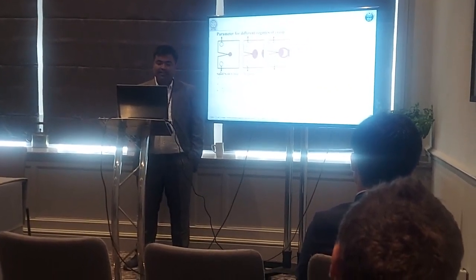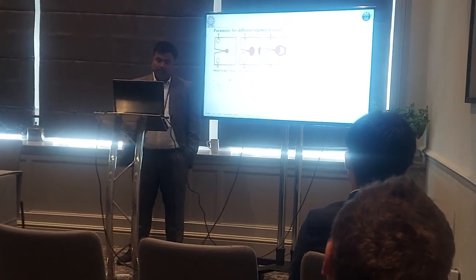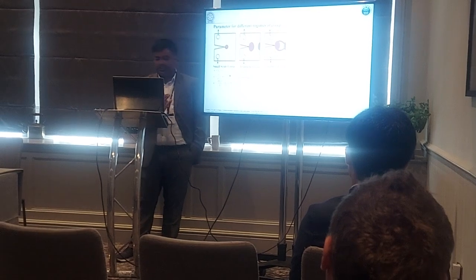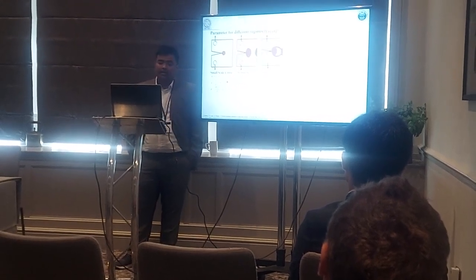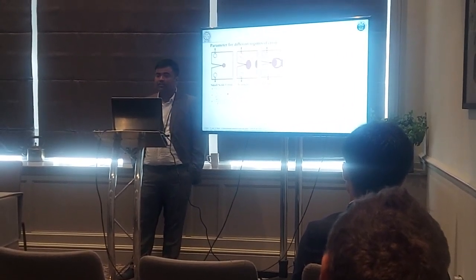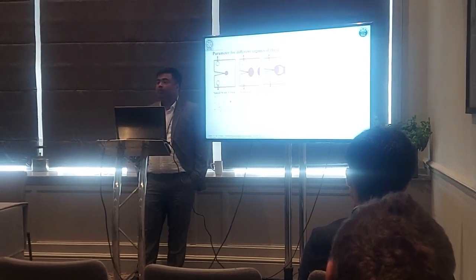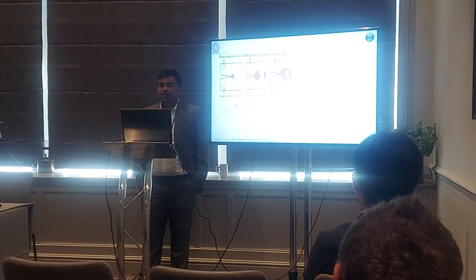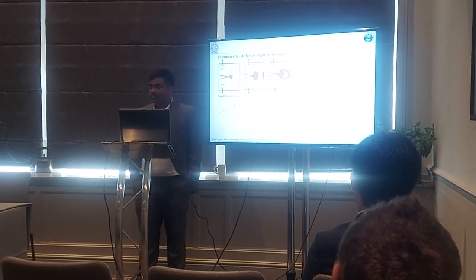For small scale creep and transition conditions, we cannot use the normal parameter like C star, because with the help of C star we can only characterize the extensive creep condition.